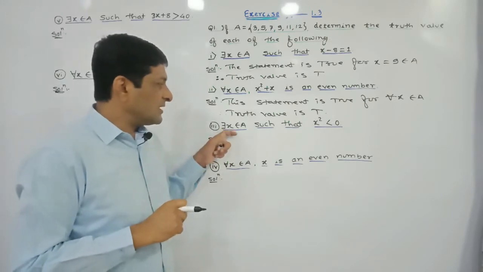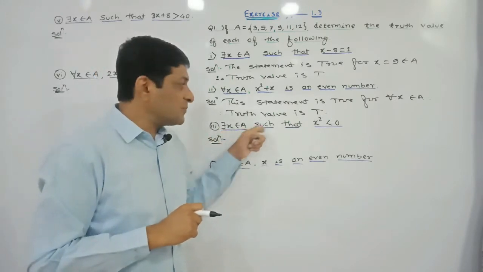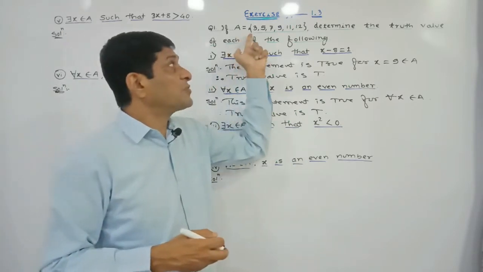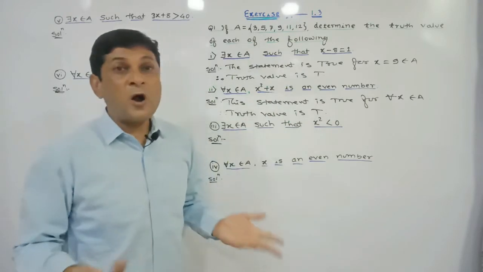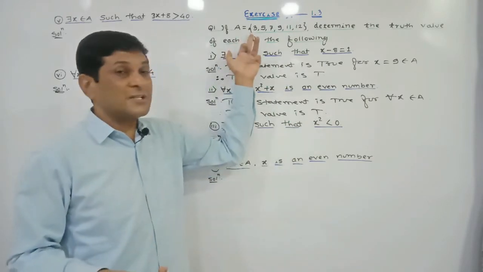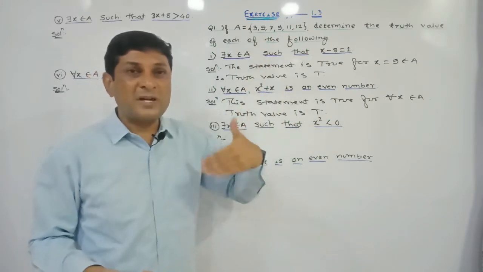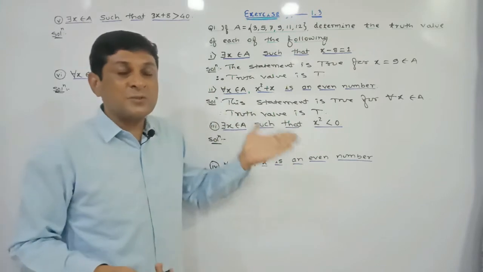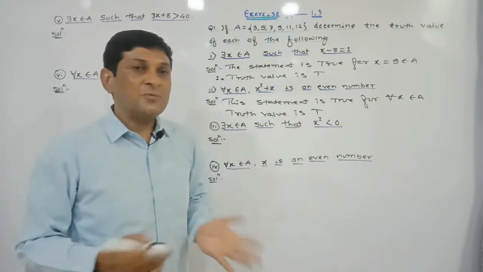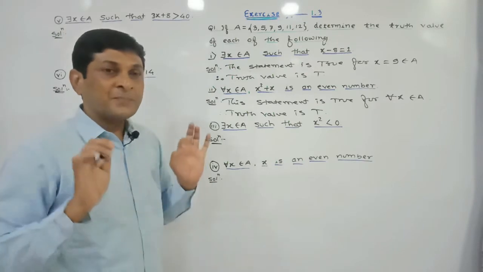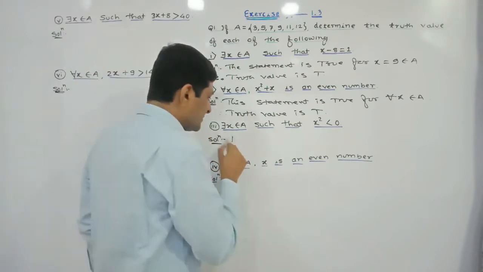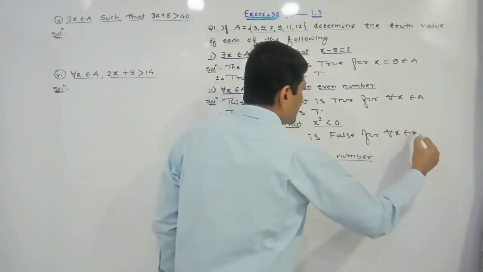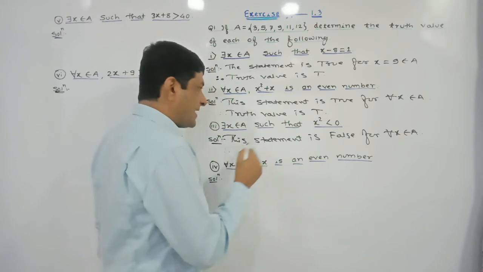Now the third statement is there exists x belongs to A such that x square is negative. And easily we can observe that the square of every element in this set cannot be negative, isn't it? The square of 3 is 9, the square of 5 is 25. The squares of every element in set A are positive, but here they are saying that there exists at least one element in this set whose square is negative, which is not possible. That's why we can say that this statement is false. Therefore the truth value is F.